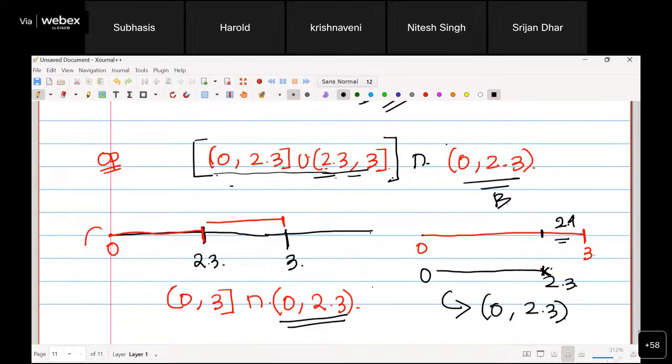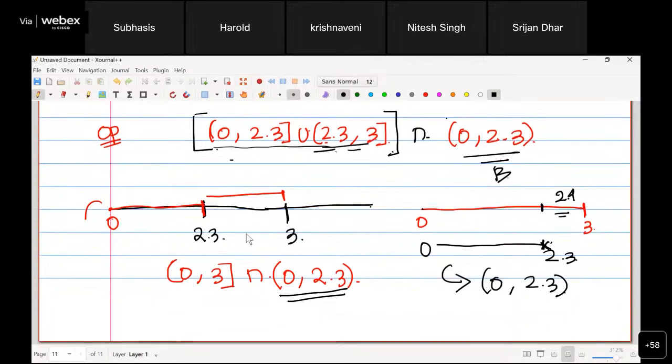One doubt, sir. Can we represent this union using a Venn diagram? You can represent it, but it is basically the same thing. Instead of drawing a diagram like this, I am basically drawing a line. That's all.